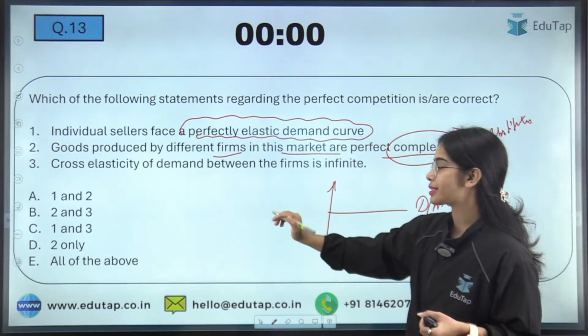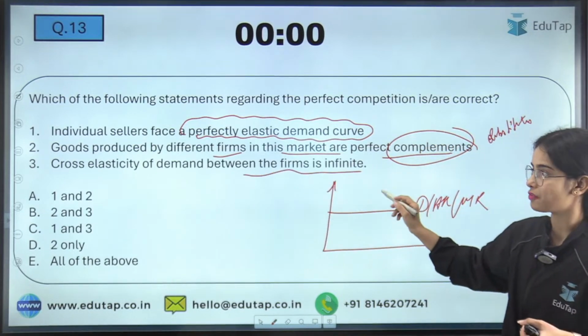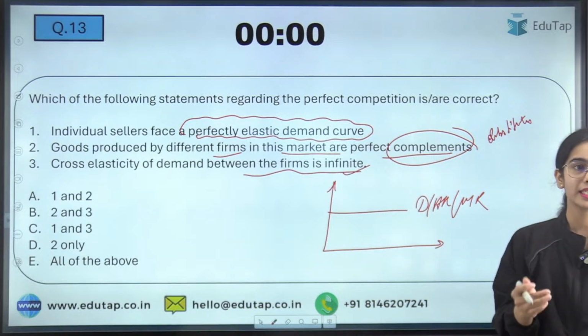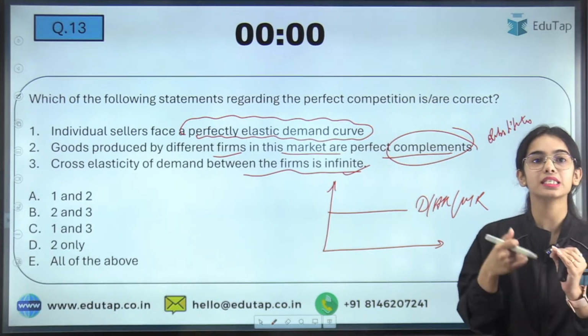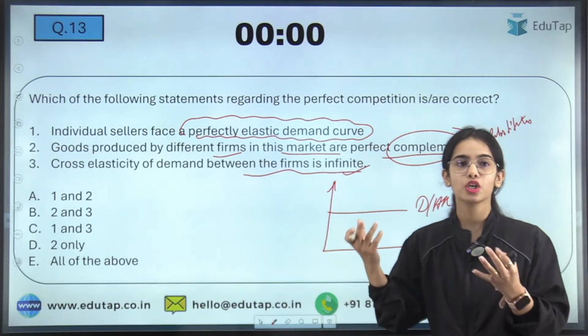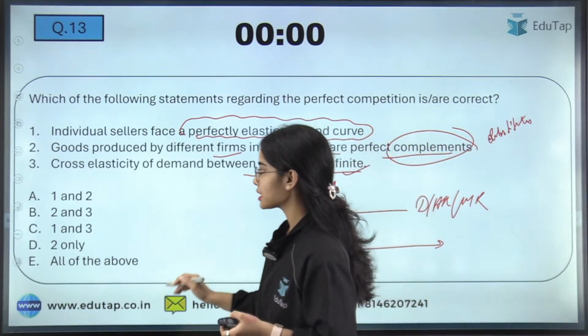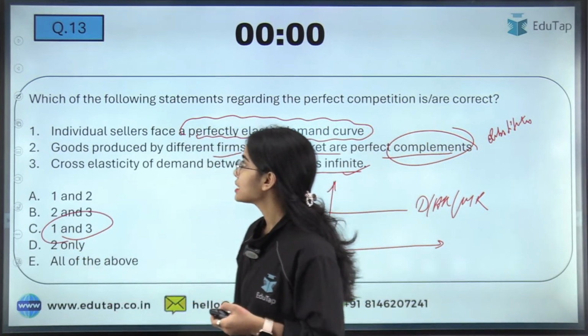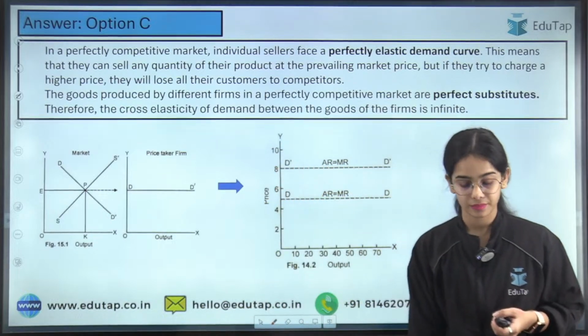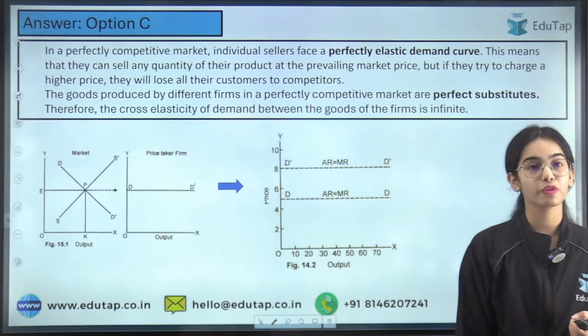Next is, cross elasticity of demand between the firms is infinite. This is also correct, since you can easily substitute one good with another, so it is infinite. So 1 and 3 are correct, and that's why C is the right answer here. Got it? Yes, goods are perfect substitutes.